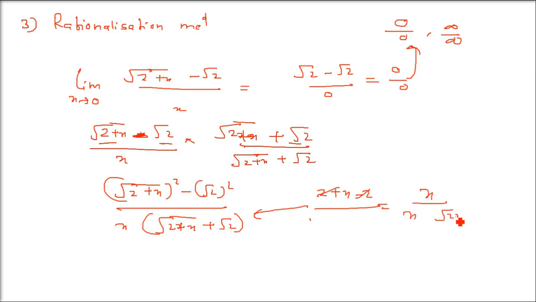So eventually you have removed this x. This x gets cancelled out. So now you put x as 0 here. It will be 1 by root 2 plus root 2. That is 2 root 2. So the problem of 0 by 0, infinity by infinity has been avoided here.